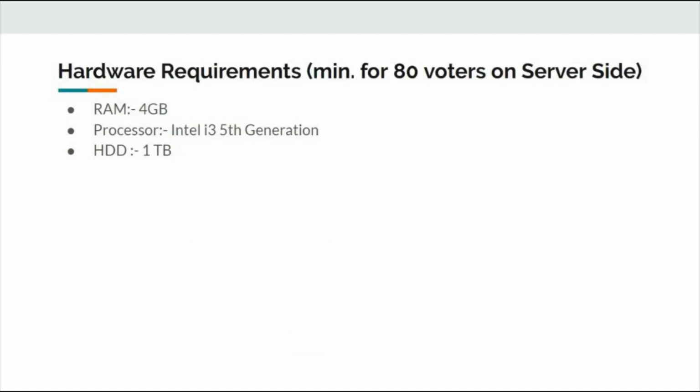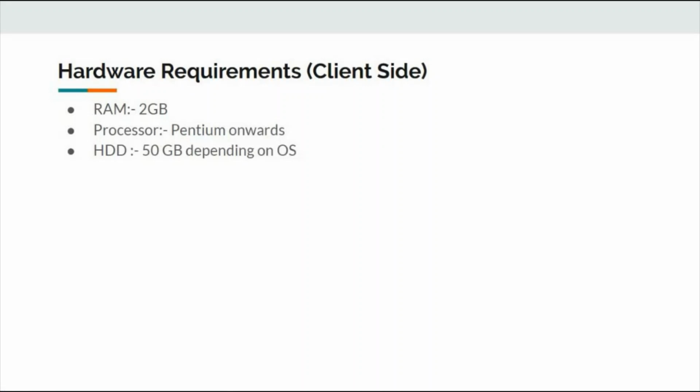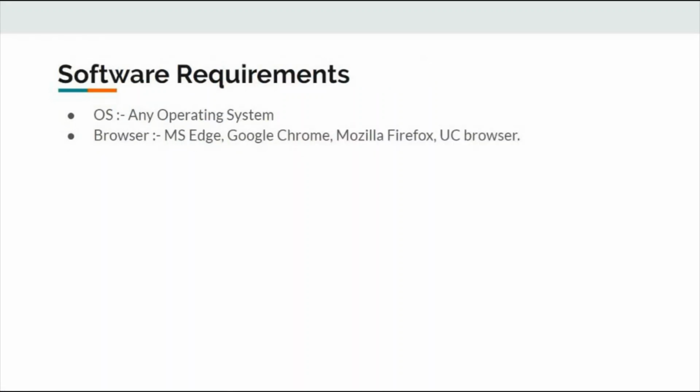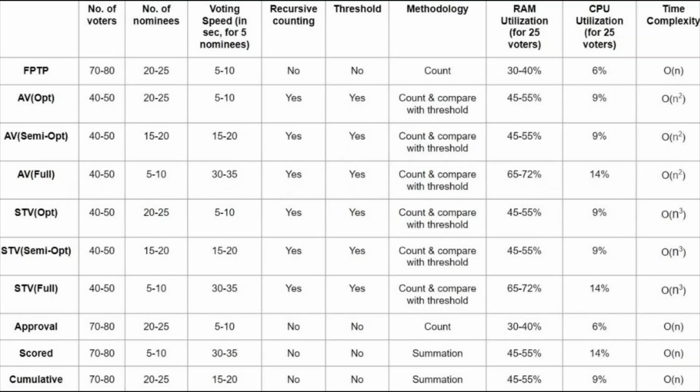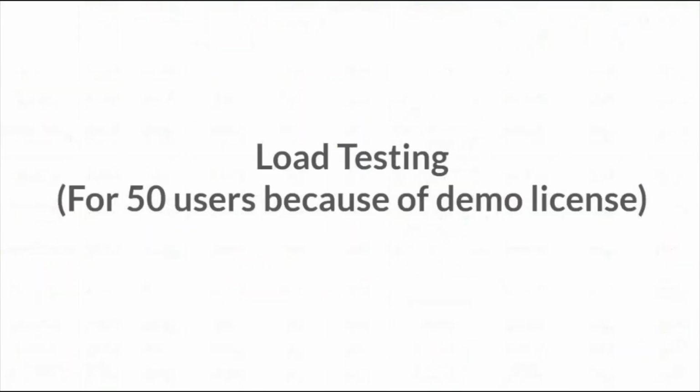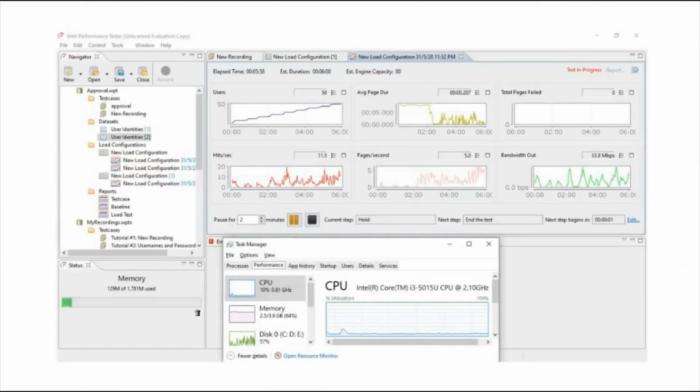These are the server-side hardware requirements. These are the client-side hardware requirements. These are the software requirements. The comparison chart is done for all systems. The values are based on the hardware requirements of server given in previous slide. Load testing is done for 50 users on the same hardware. CPU usage is 10% and as we can see, RAM usage is 2.5 GB.